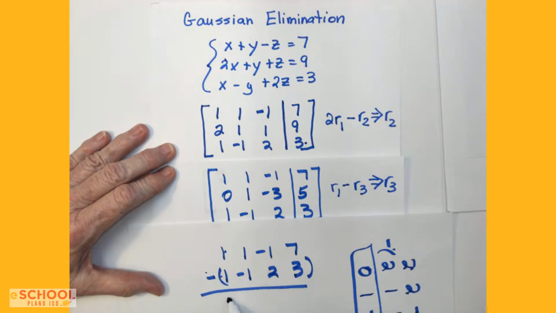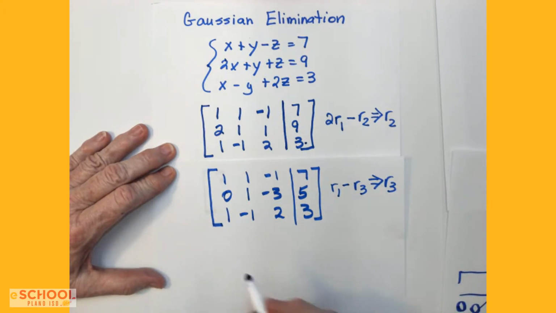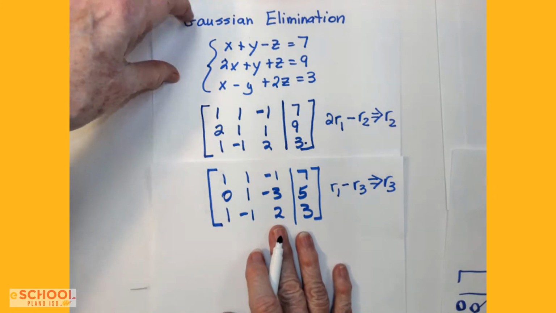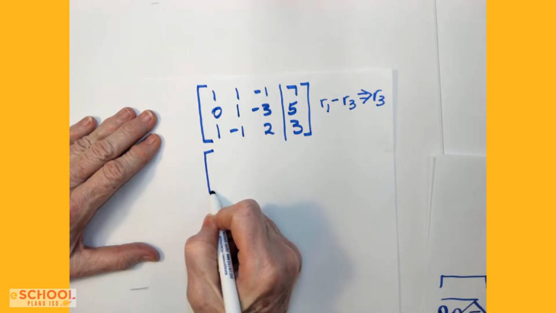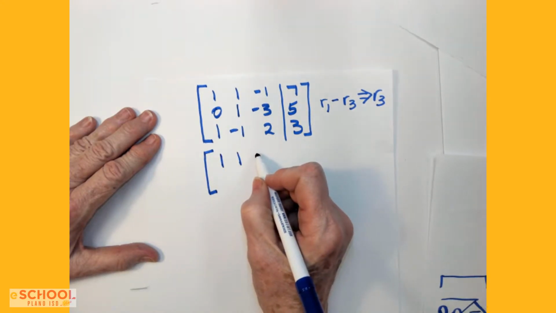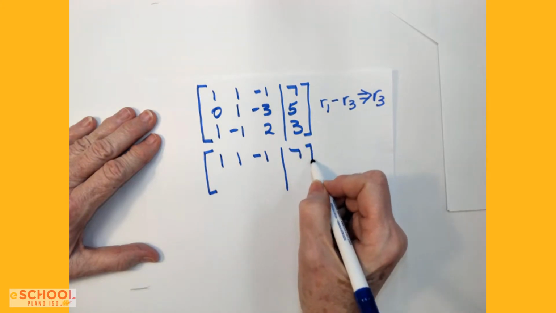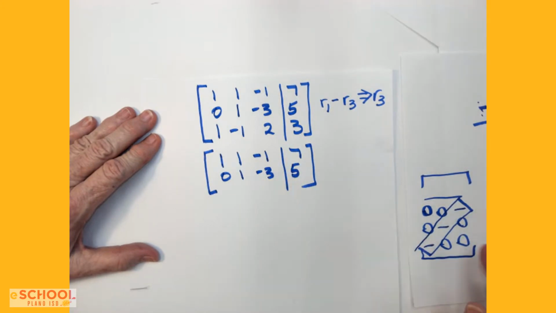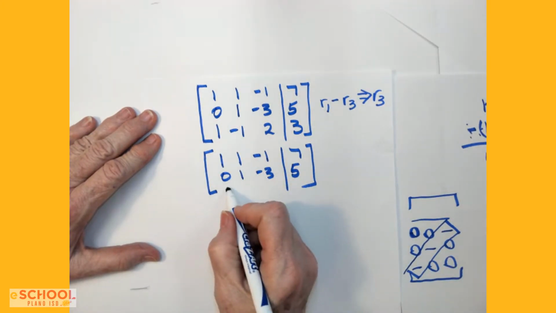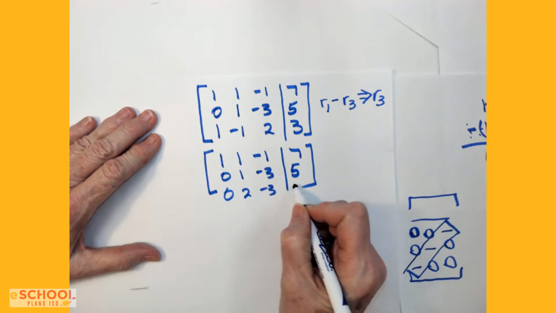So 1 minus 1 is 0. 1 minus negative 1 is 2. Negative 1 minus 2 is negative 3. 7 minus 3 is 4. So we will now rewrite this matrix with a new row 3. Keep row 1 the same. Now I want to keep row 2 the same, and I'm going to input my new row 3: 0, 2, negative 3, 4.